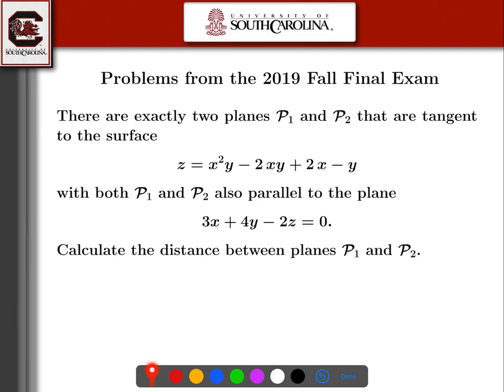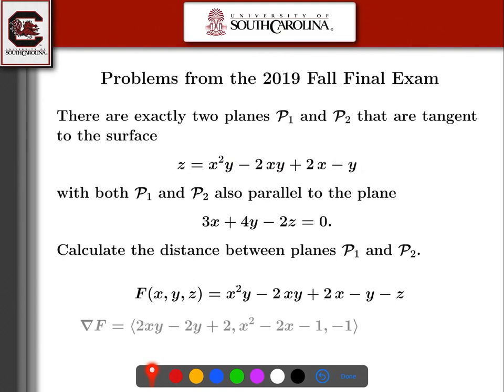Well, first, remember how we get tangent planes to surfaces. We bring everything on one side, so I'm going to bring the z over. And I'm going to call this capital F, so this expression minus z. And I want to take the gradient of capital F. And that gradient will be normal to the tangent plane at the point xyz, where xyz is a point on the surface.